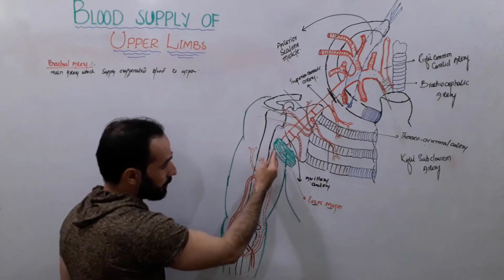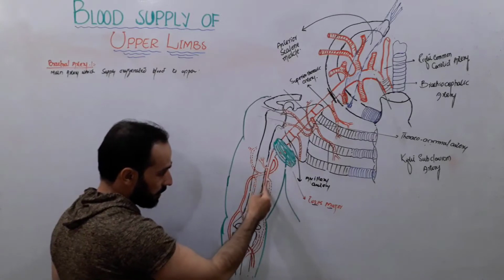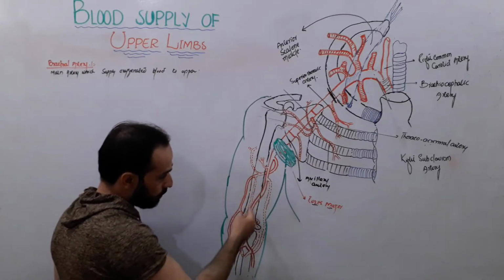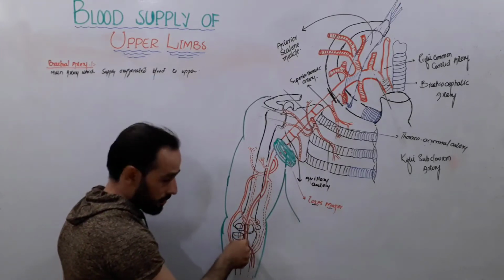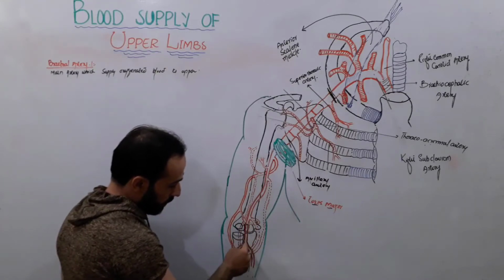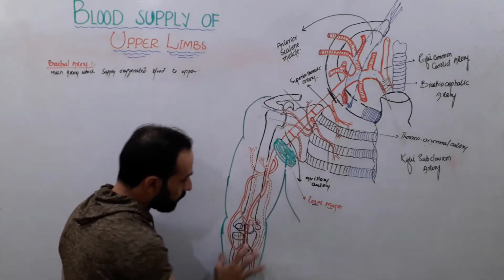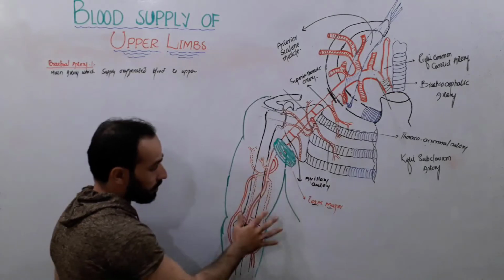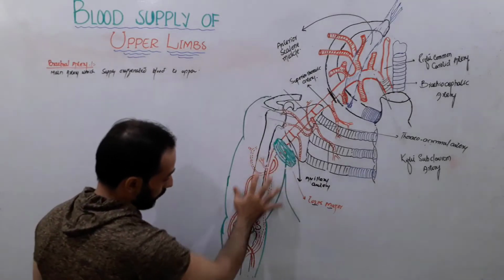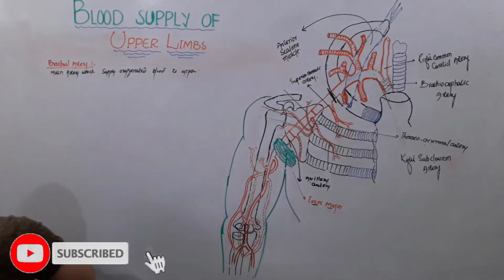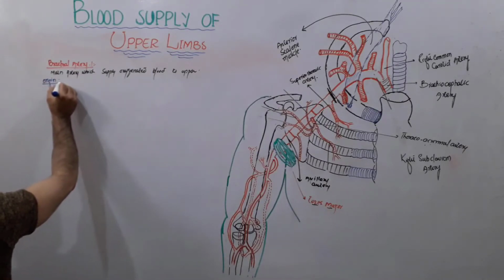Now what happens? It comes inferiorly and spirals like this on the humerus bone and comes down and bifurcates distal to the elbow joint into the radial artery and ulnar artery. We will see all these branches, and what I have meant by this diagram, I will clearly show you. So be with us, don't go anywhere, to learn about the blood supply of the upper limb. Now from where does it arise? What is the origin of this artery?